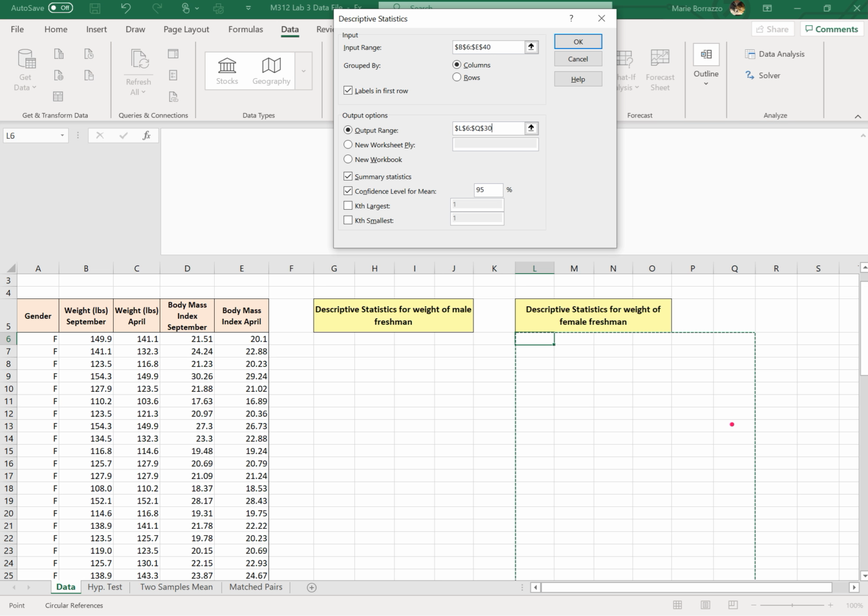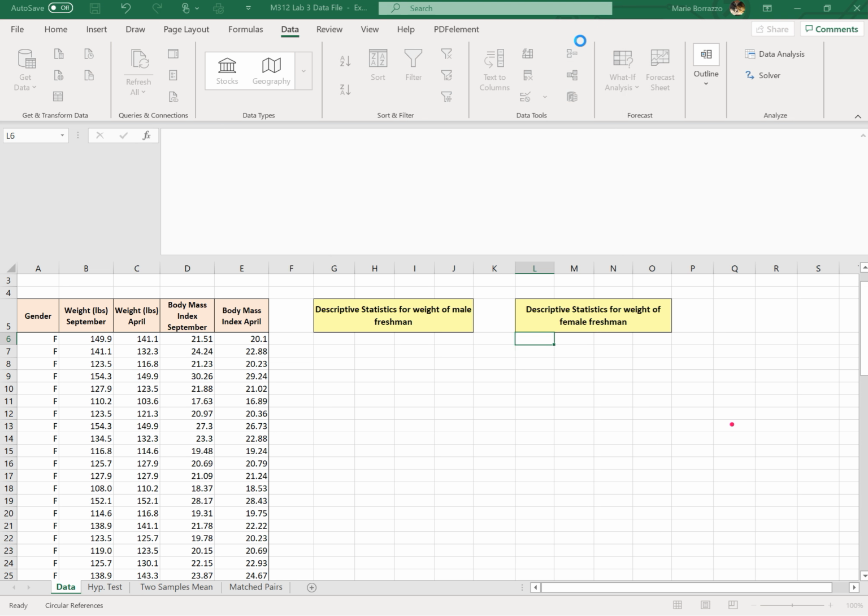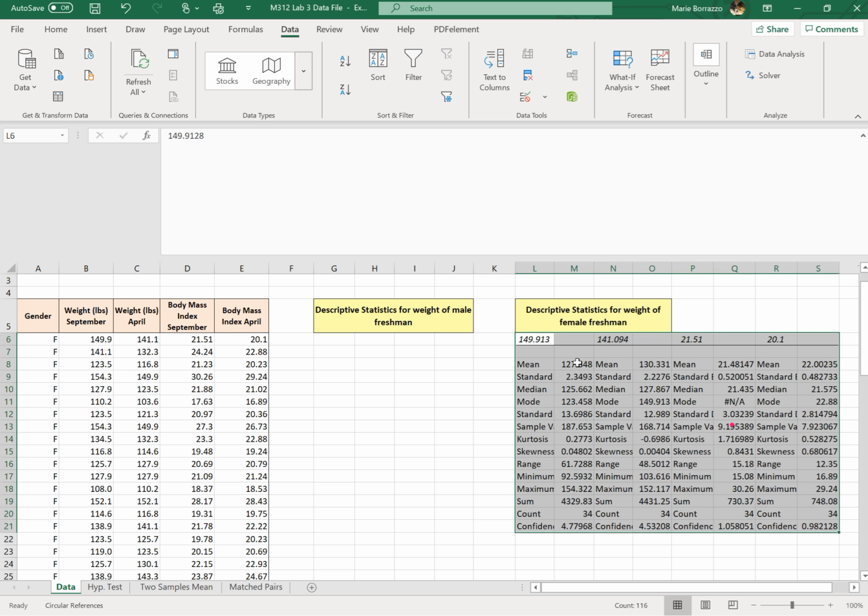I don't really care for the labels. You could do one column at a time, or you could do them all at once. It's up to you. So I'm going to go ahead and select the whole thing. And I'm going to show you one thing that bothers me about this. Take a look. Okay, so there's your data.